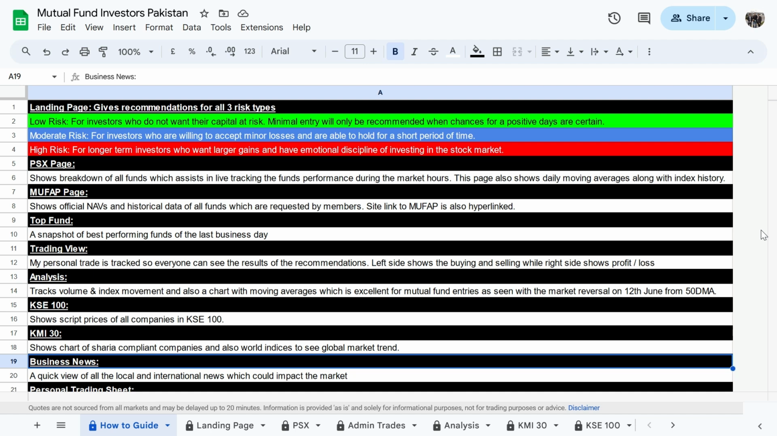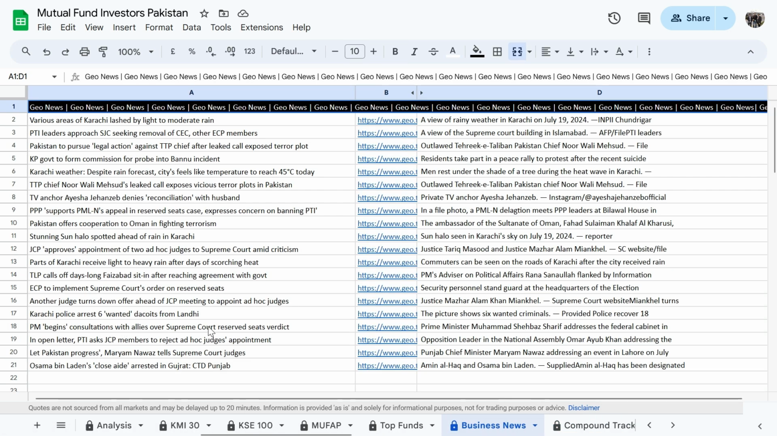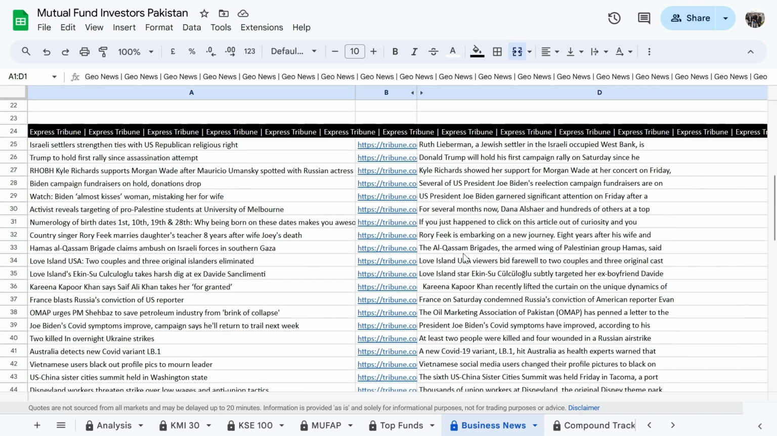On this tab, you can simply see the table of contents of the entire sheet. For example, if in the early morning you just want to see the news section, then you would just scroll downwards and then click on Business News. Doing that will take you directly to the news page where you can see both the local and international news which can impact the market.